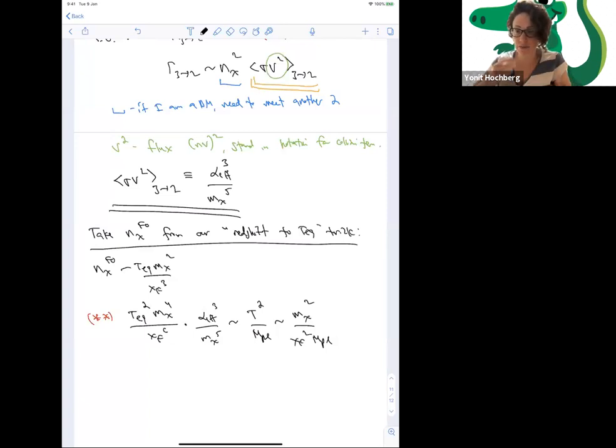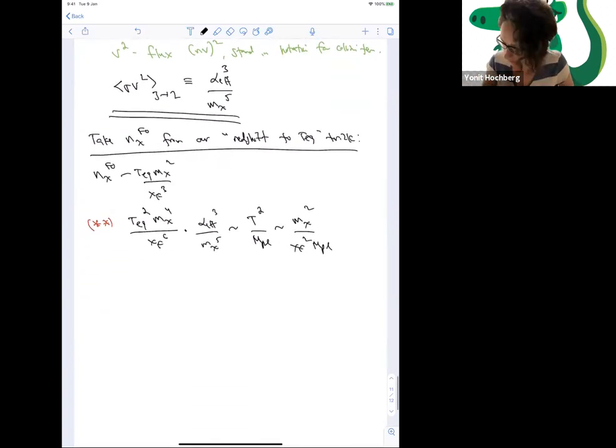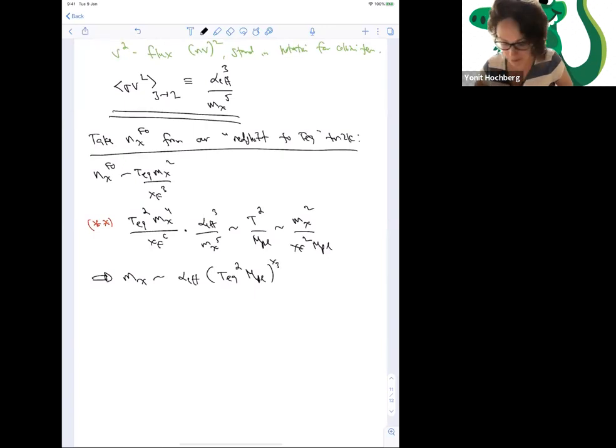Again, we shift things around and solve for m as a function of the coupling. When we do this, we find the following result: m chi scales like alpha effective times T equality squared m Planck to the 1/3 power.